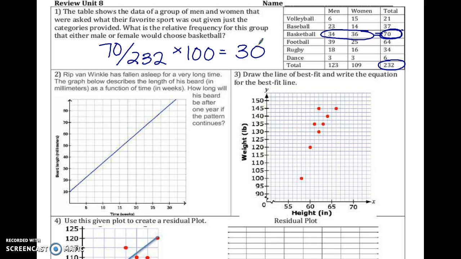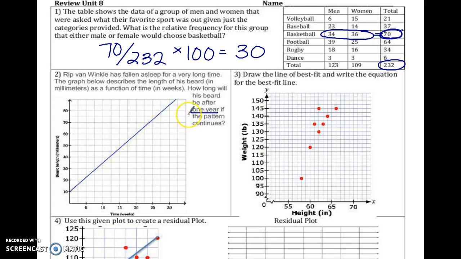Number two, Rip Van Winkle has fallen asleep for a long time. The graph below describes the length of his beard in millimeters as a function of time in weeks. How long will his beard be after 1 year if this pattern continues? So what we have, we have the line, and we see it is linear. So if we're able to come up with an equation for the line, then we can figure out how long his beard will be in a year.